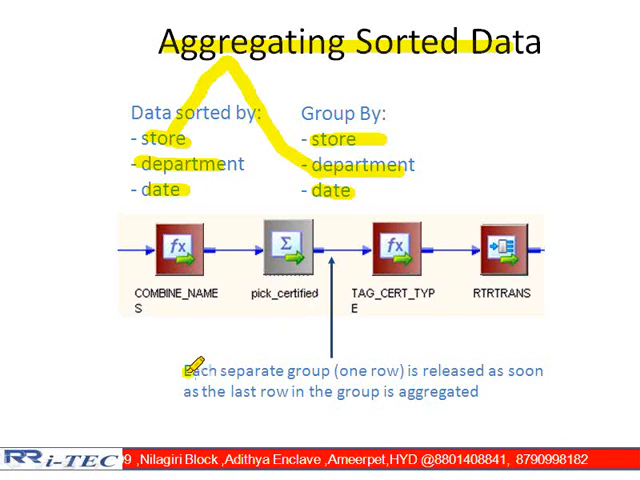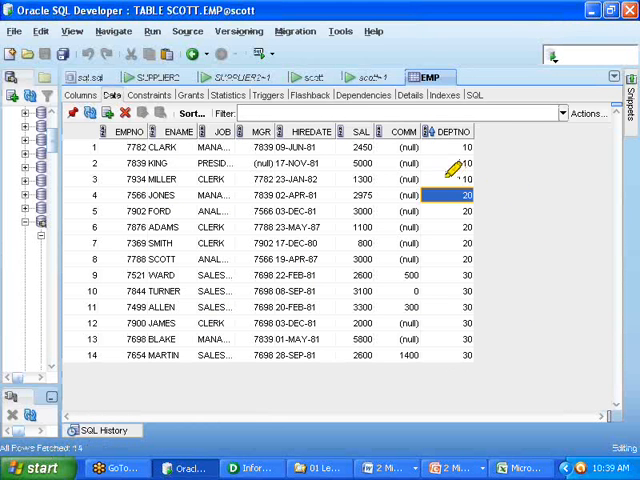Now what is going to happen is, each separate group, one row is released as soon as the last row in the group is aggregated. What is the last row in the group, sir? In the 10th group, this is the last row, right? Whenever the last row occurs, that group will be released to the target, and my cache memory will be freed. Yes or no, sir? That's how it is going to improve the performance.